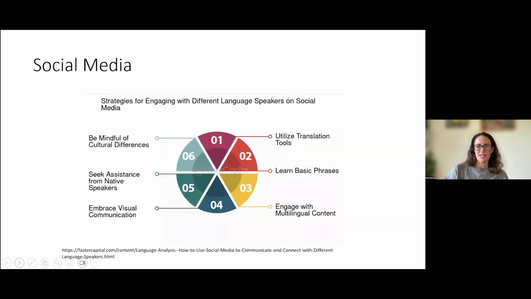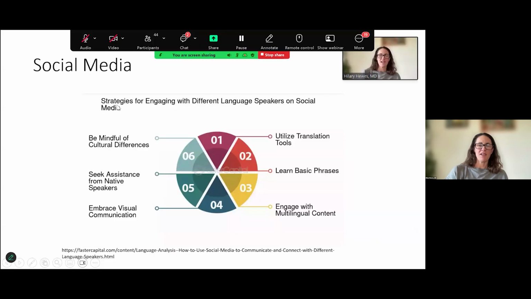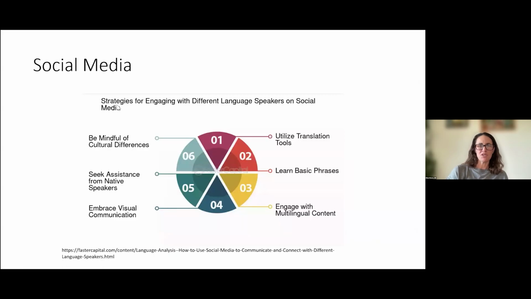Next slide, please. So when we talk about getting things out, social media has become more and more powerful. It's probably the most used method now to get information out. Some important things that I think we need to keep in mind when using social media are listed here. And you can see where I got this content from down below, but be cautious of translation tools.